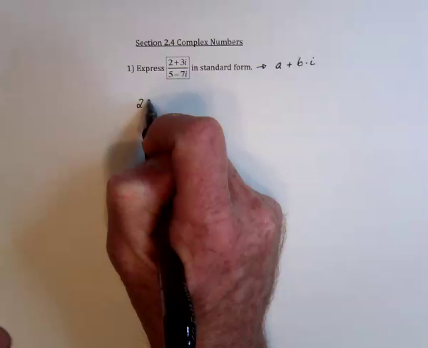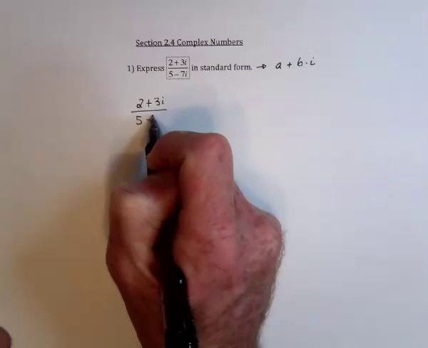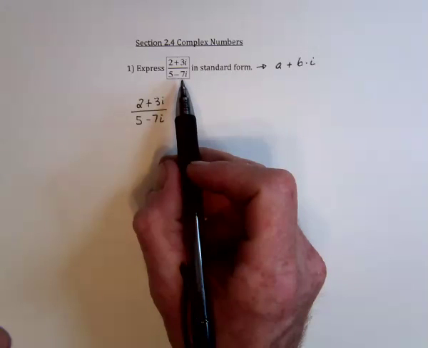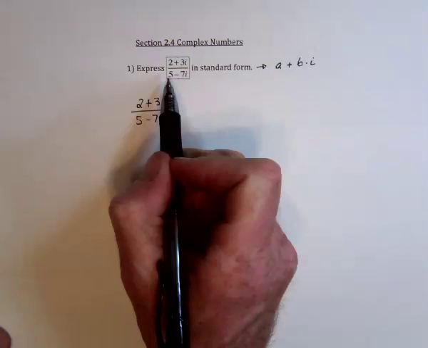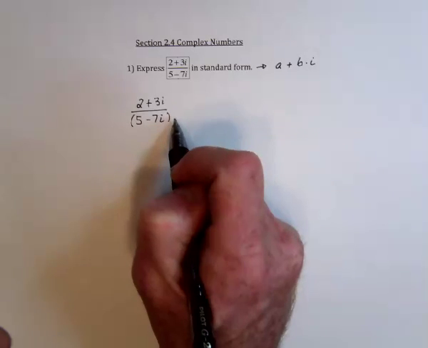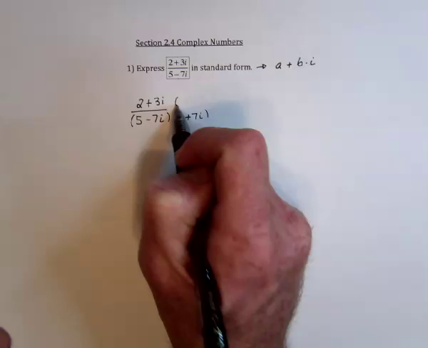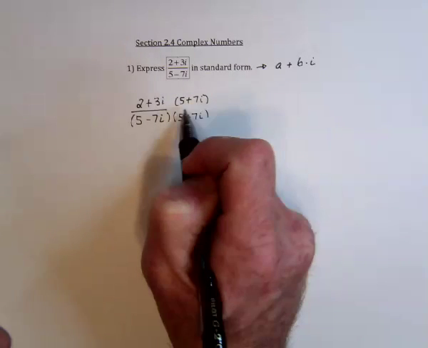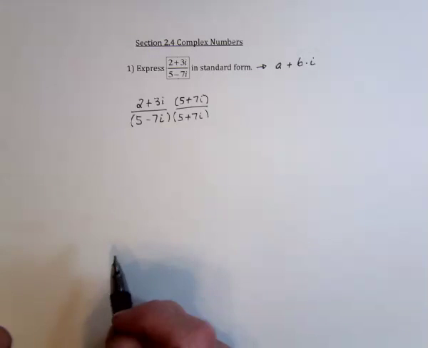So starting with this expression, 2 plus 3i over 5 minus 7i, what I can do to get rid of this 7i is use the conjugate of this number. So instead of a 5 minus 7i, I'm going to use a 5 plus 7i. Whatever I multiply the denominator by, I need to multiply the numerator by. So multiply top and bottom by 5 plus 7i.